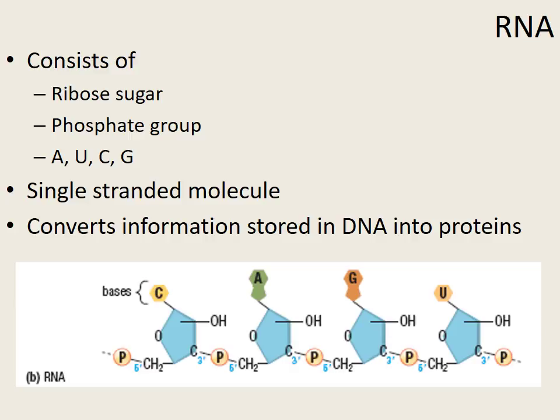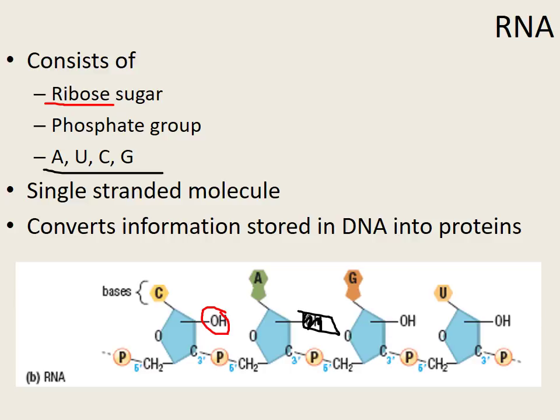RNA, remember, consists of a ribose sugar. Notice the hydroxyl group on this carbon. In DNA, it wasn't there. That's why it's called a deoxyribose sugar. RNA also consists of a phosphate group and the nitrogenous bases A, U, C, and G. Notice how there is no T. That's very, very important.